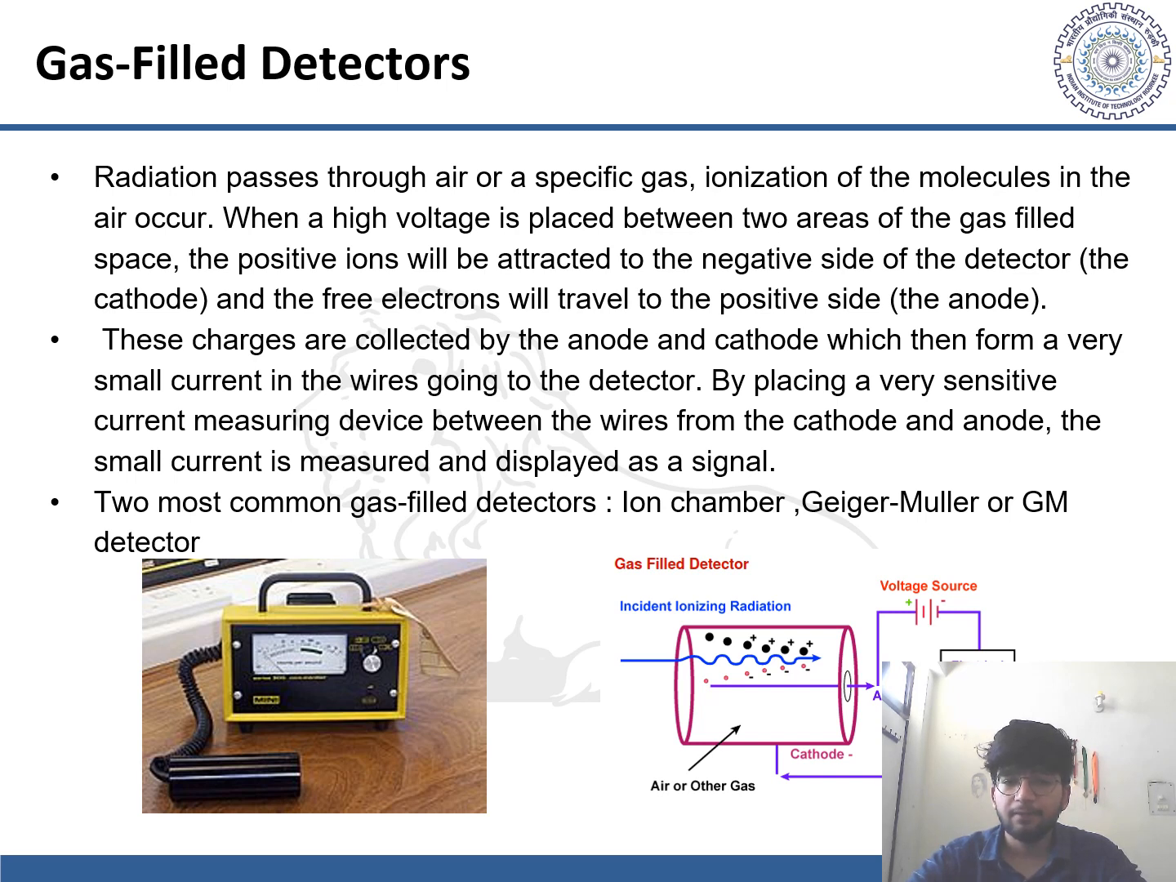These charges are collected by the anode and cathode, which then form a very small current in the wires going to the detectors. This is the current measuring device. By placing a very sensitive current measuring device between the wires from the cathode and anode, a small current is measured and displayed as a signal that helps to relate the current and radiation. That shows the intensity of the radiation or the strength of the radiation. The two most common gas filled detectors are the ion chamber and Geiger-Müller tubes or GM detectors.